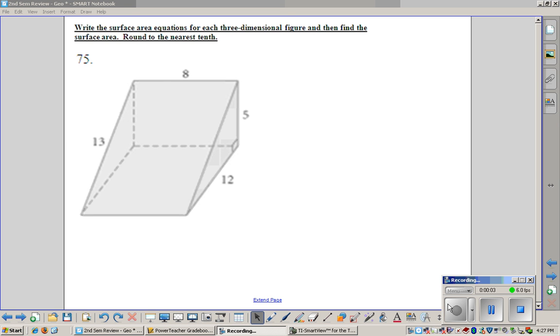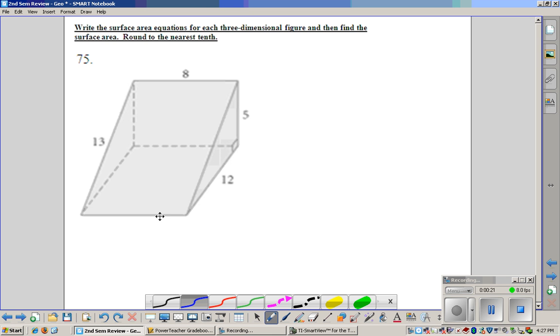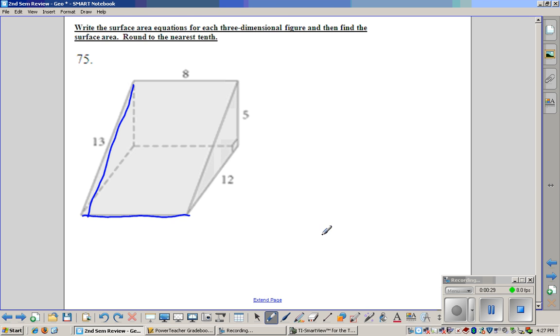Okay, problem 75, we're asked to find the surface area of this figure. I'm not going to write the surface area equation because each of these pieces is its own shape. I'm just going to go around the shape and find all the areas of all the different surfaces. So starting in the very front, this is 8 by 13. So 8 times 13 is 104. So the front face is 104.